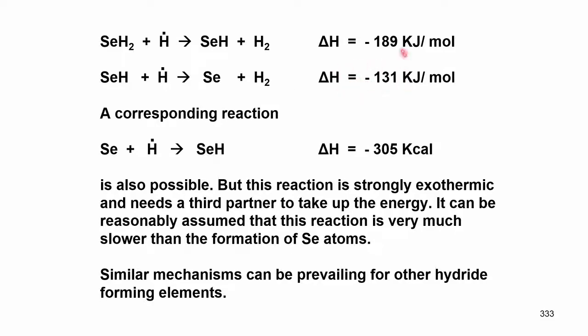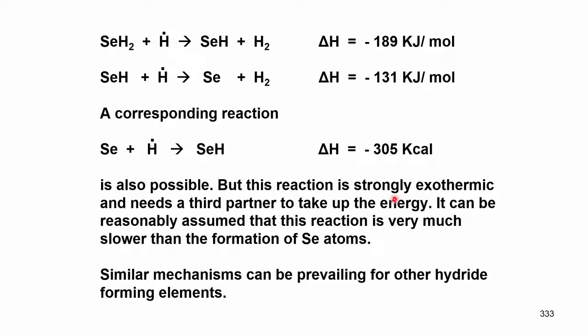So, this is also an extremely exothermic reaction, and all in all the decomposition of the metal hydride, the decomposition of selenium hydride, will increase the temperature of the flame, which helps in the formation of selenium metal. A corresponding reaction is also possible. Selenium can react with a hydrogen radical to form SeH also, and this is about minus 3.5. This is also possible, but this reaction is strongly exothermic and needs a third partner to take up the energy.